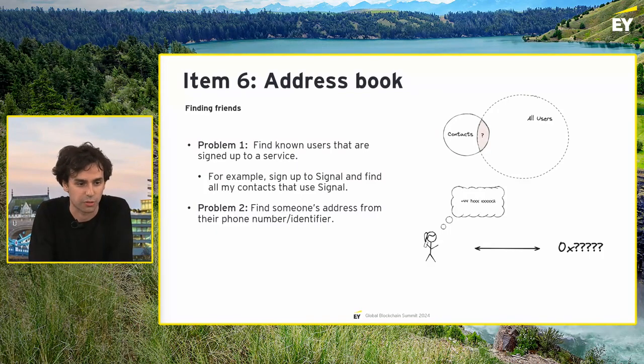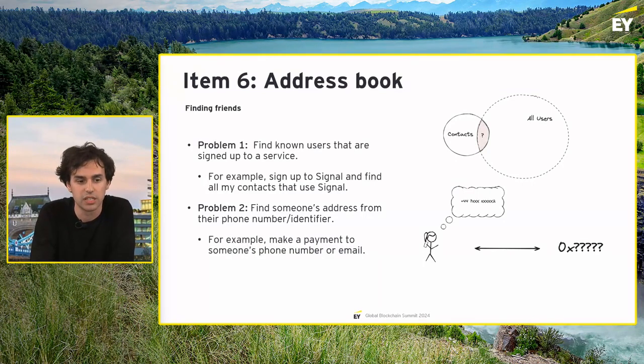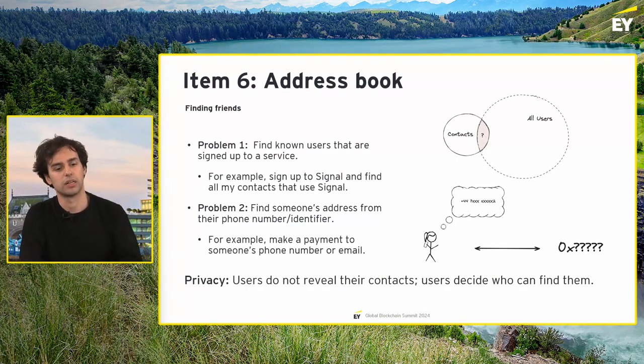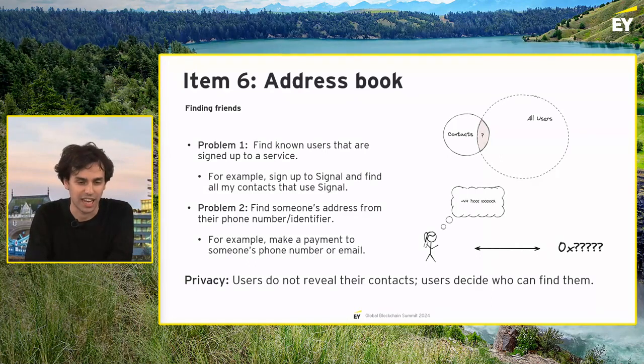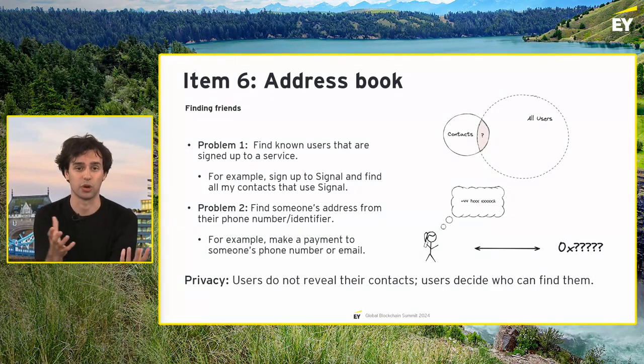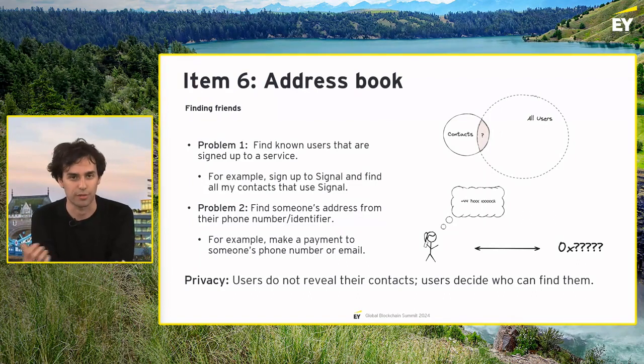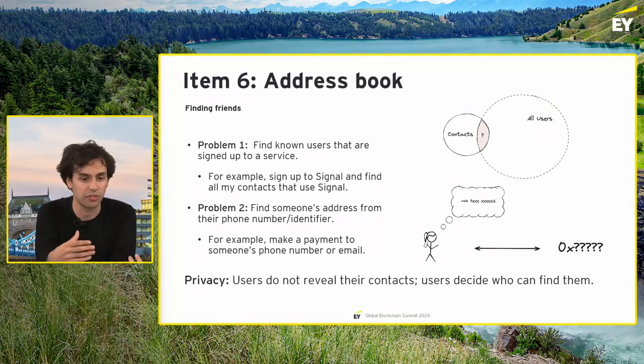The second problem, slightly related, is to find someone's address from their phone number or their identifier. For example, making a payment to someone's phone number or to someone's email. Importantly, we want to do this with privacy. Alice went through all this work to create blockchain accounts from her email without revealing her email. Why would she start revealing it now? So she doesn't want to reveal this mapping between her Web2 identifiers and her Web3 identifiers. She also does not want to reveal her contacts, because her address book is private.